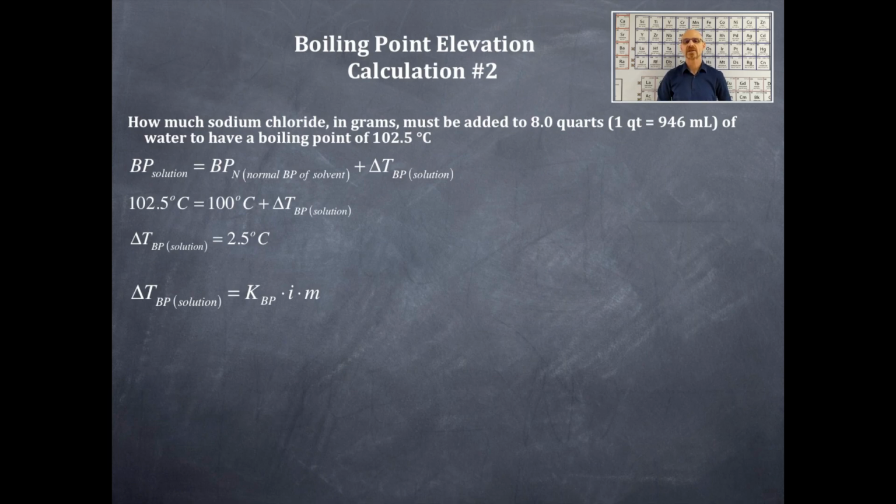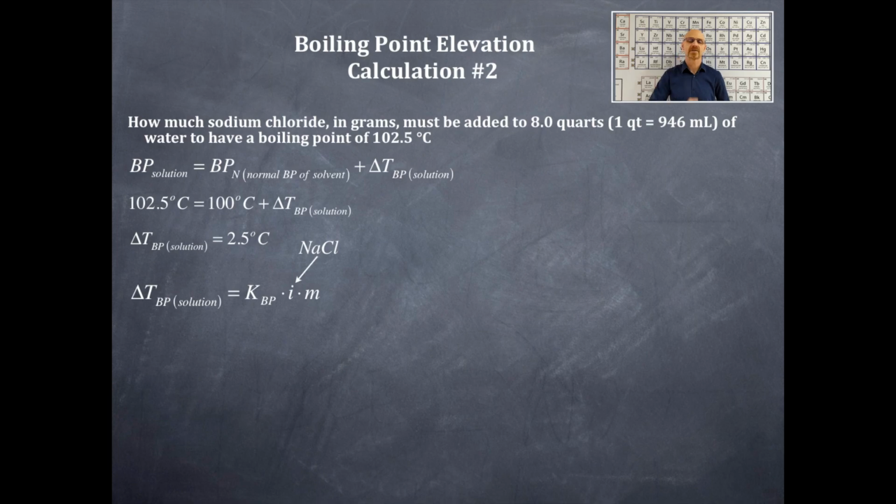And then we're going to have to get the i, that is the Van't Hoff factor for the solute, and that is sodium chloride in this example. And then we're going to have to solve for the molality here. So the Van't Hoff factor is based on the solute, and that is sodium chloride. So how many cations are there? How many anions are there? Because this is an ionic compound.